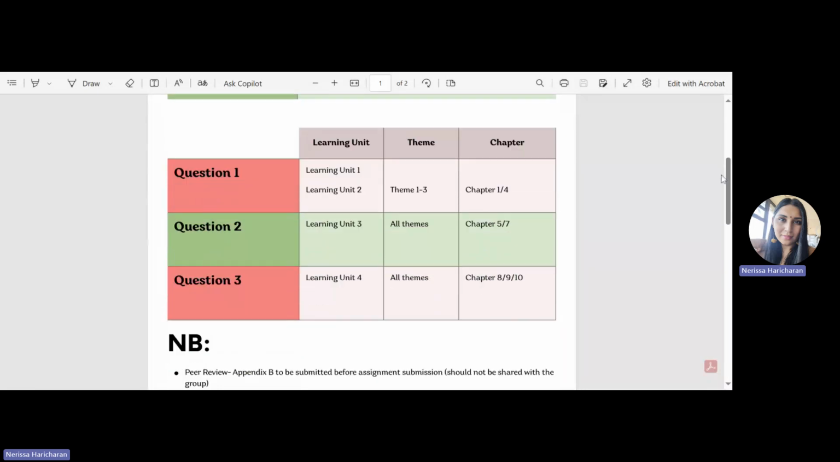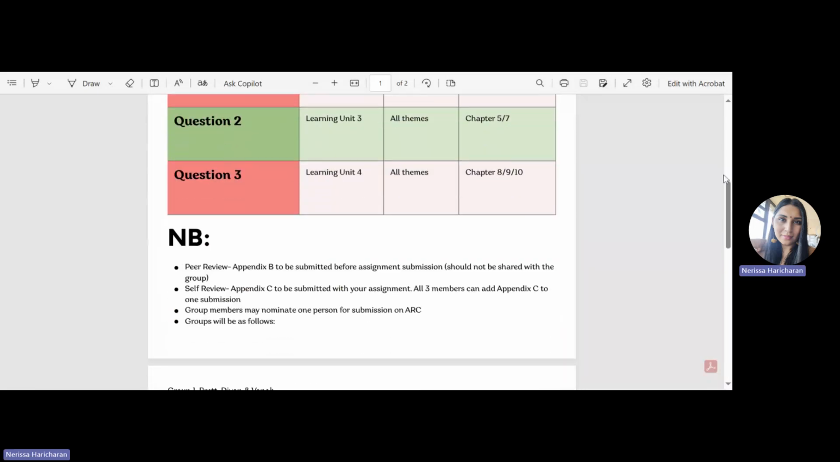Okay. Your peer review, Appendix B, is just to be submitted before the assignment submission. So it's not to be shared with a group. It's you as an individual who needs to send me a peer review. Self-review is for yourself. You can add all 3 of your reviews in your answer page in your full assignment and submit that. For one person to do a submission on ARC, not for the entire group at this stage.